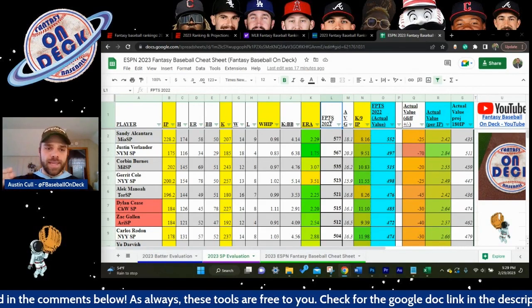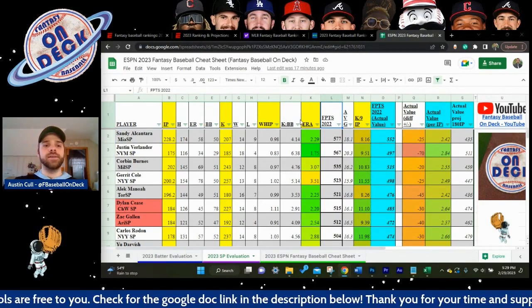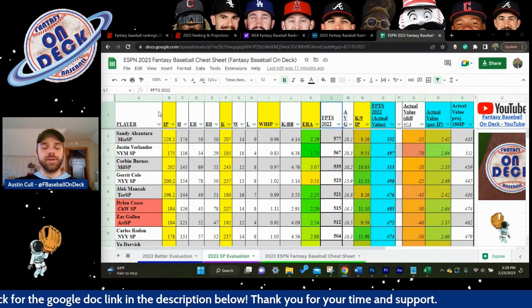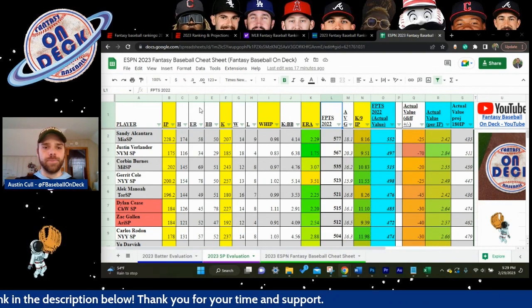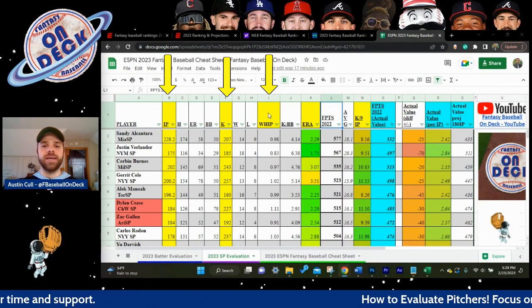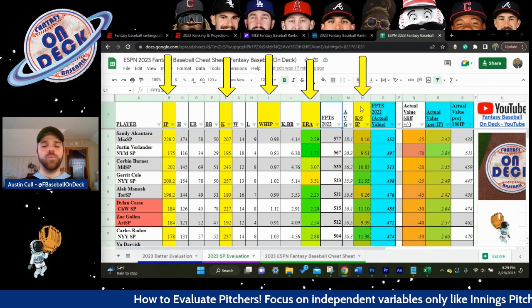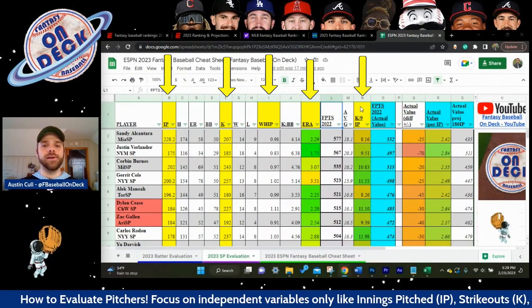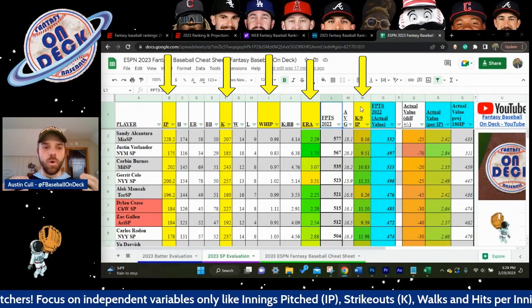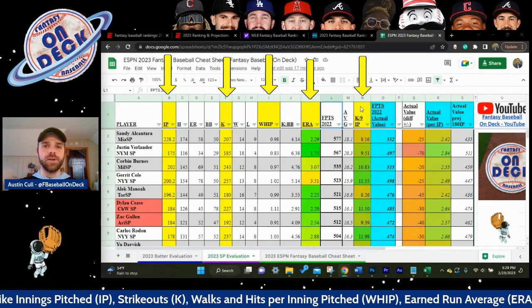But what I want to get to is identifying the stat categories that we specifically want to focus on. The most independent stats that we really want to focus on are innings pitched, strikeouts, WHIP, which is walks and hits per inning pitched, and also ERA and strikeouts per inning pitched. These are the most independent variables because they are only controlled by the abilities and skills of the pitcher, regardless of what's going on in the game.